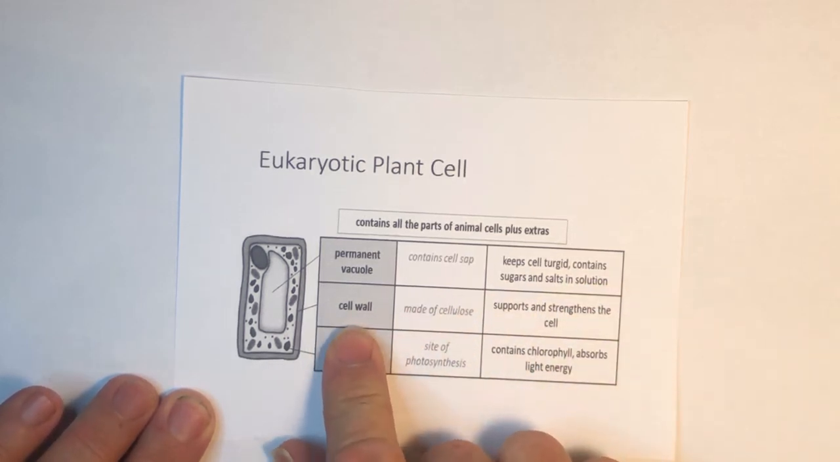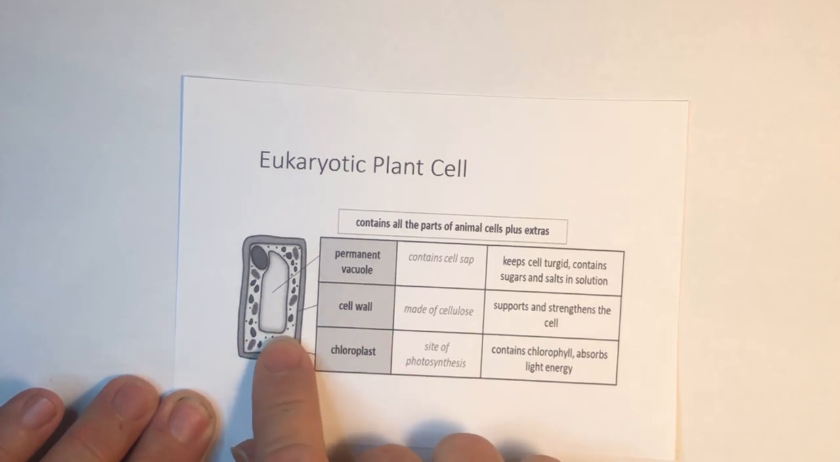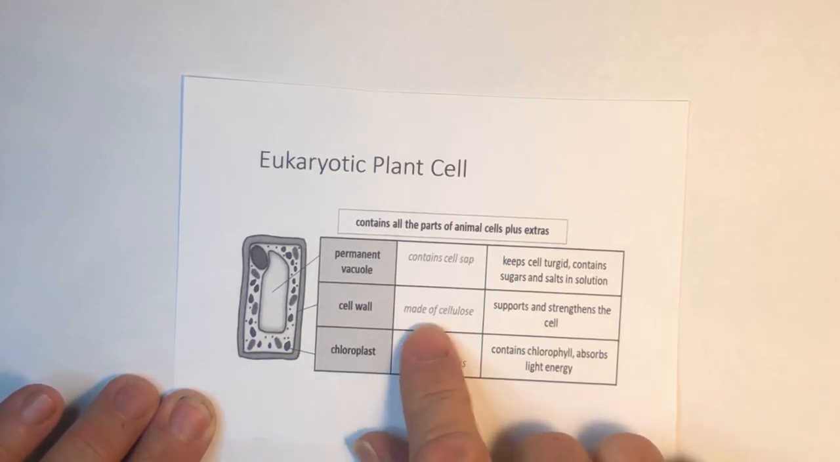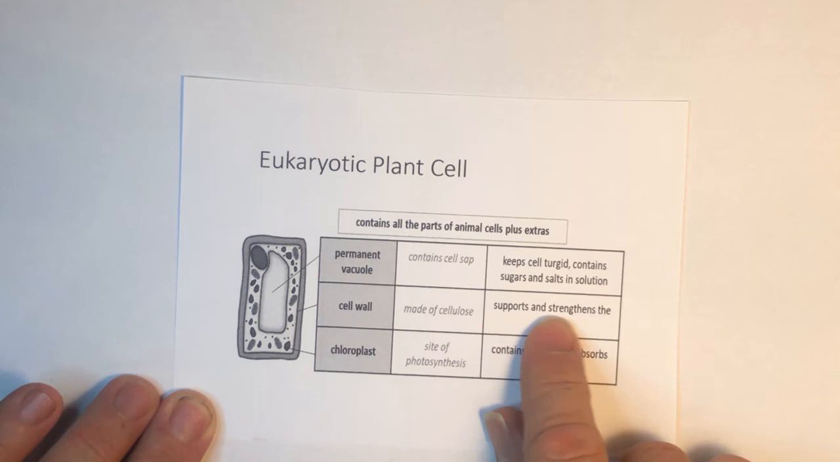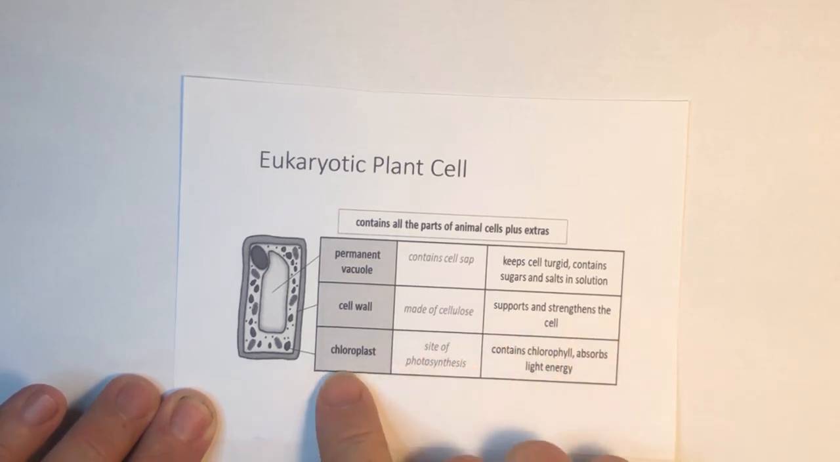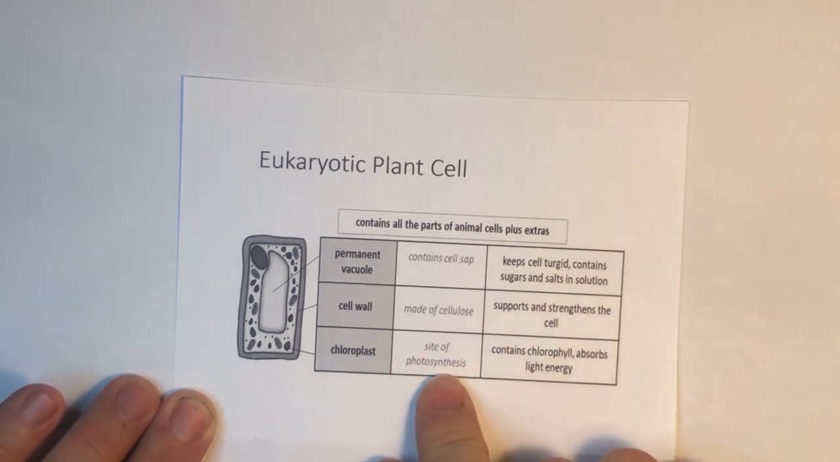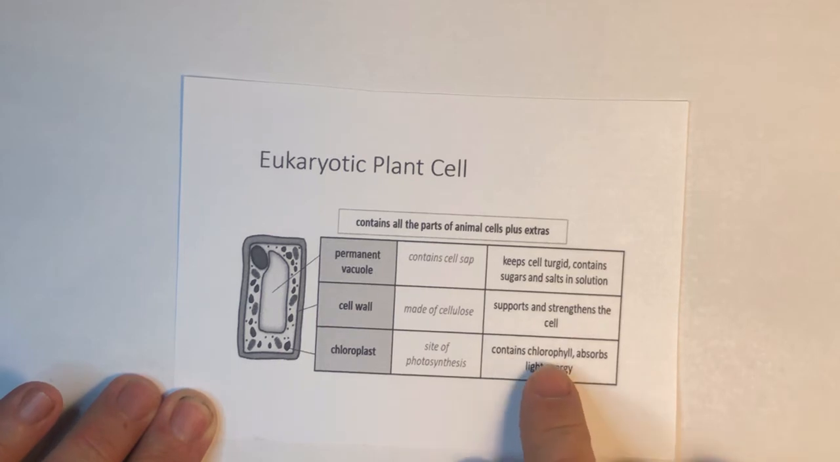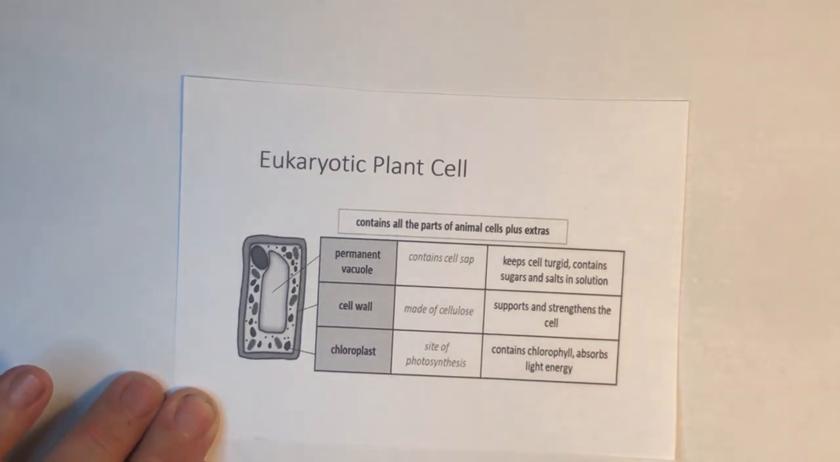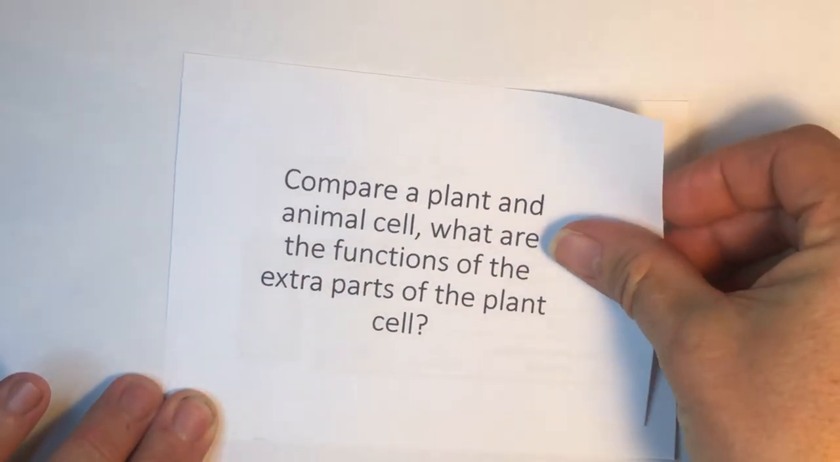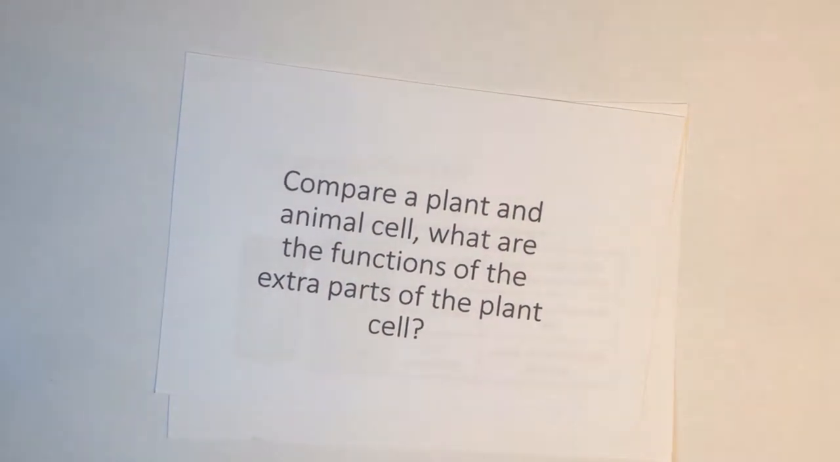It also has a cell wall, which is outside of the cell membrane. It's made of cellulose and it supports and strengthens the cell. Chloroplast is the site of photosynthesis and contains chlorophyll and absorbs light energy. That is then the answer to that question.